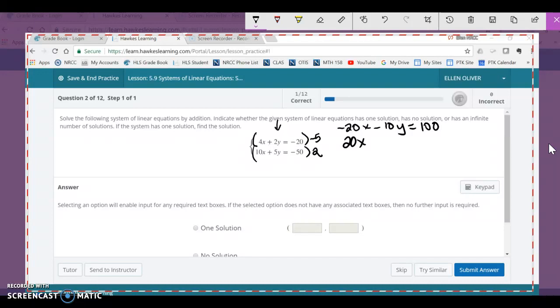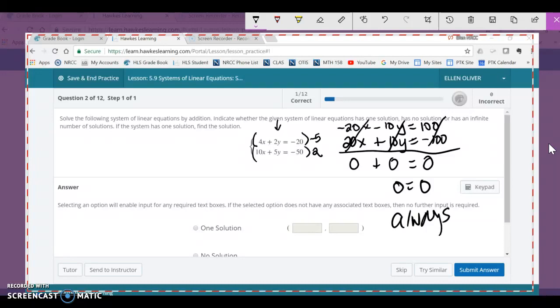This one might be a funny one again. Plus 10y equals negative 100. This one might always be true, though. 2 times 50, yep. So 20x minus 20x is nothing. 10y minus 10y is nothing. 100 minus 100 is nothing. So this one is weird again, but it's always true. So don't just start seeing zeros and freaking out and thinking that your answer is either 0, or always true or always false. So this one, 0 equals 0, that's always true. So it's infinitely many solutions.